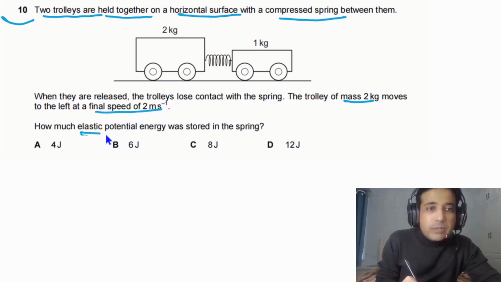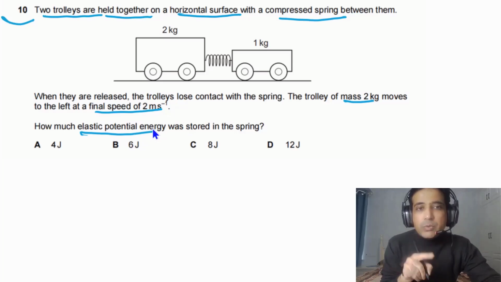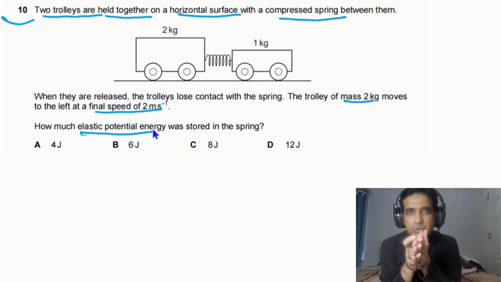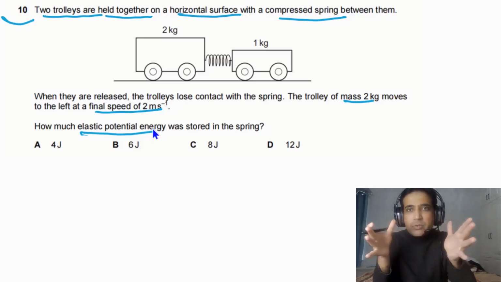How much elastic tension energy was stored in the spring? In this case, we need to understand that the elastic tension energy stored in the spring will be converted into kinetic energies of these two trolleys.